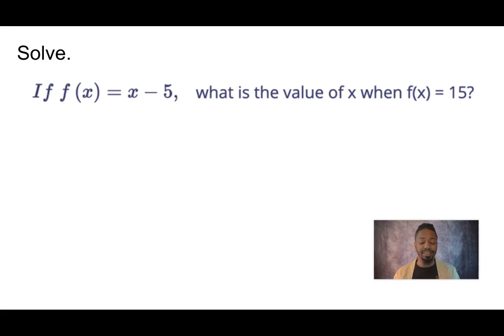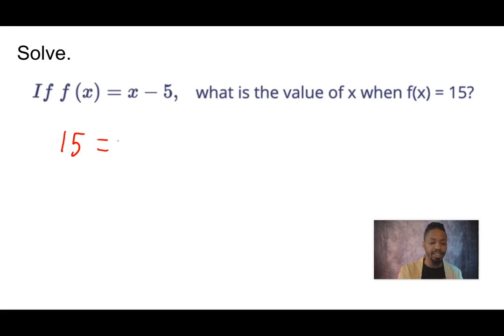If f of x equals x minus 5, what is the value of x when f of x equals 15? In this one, we're doing something different. We now have the output, which is 15. We need to find out what is the input that makes that so. So we need to work backwards and solve. So in place of the output, we put 15.